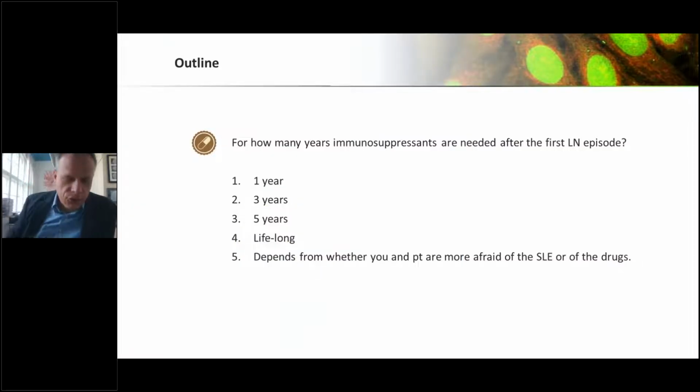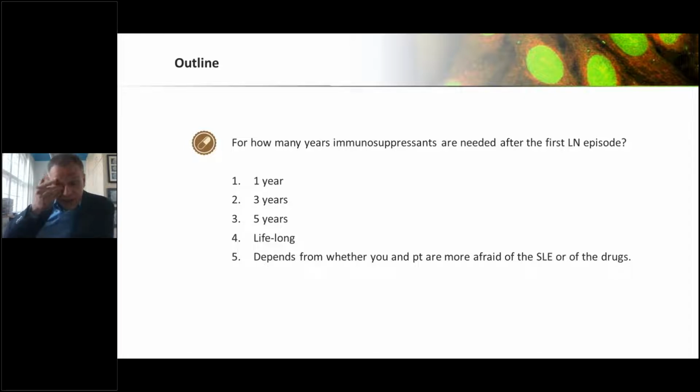I can tell you that throughout my training and my career as a lupus nephritis doctor, I went through all these options, also maybe depending on single cases that you see. But I think there is something that we learn from other glomerular diseases, namely ANCA vasculitis. Whenever you stop the treatment, you run the risk of the disease coming back. A certain percentage of patients will come back with a flare. So 1 year, 3 years, 5 years, there may be no evidence for any of it.